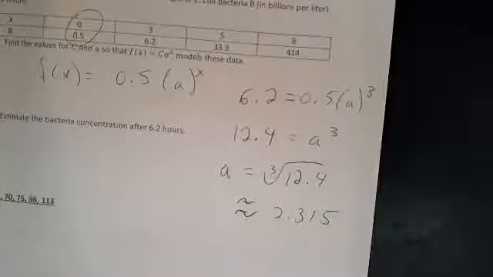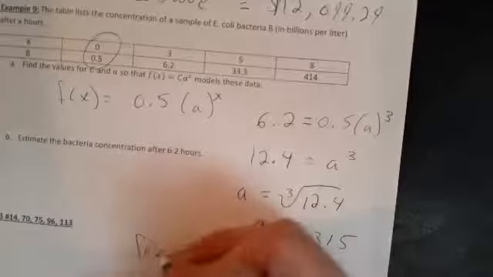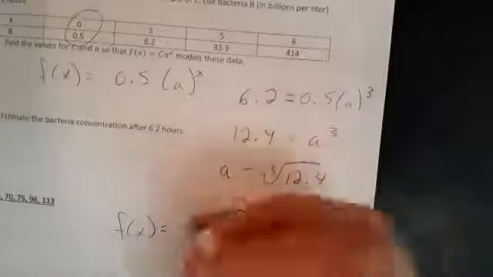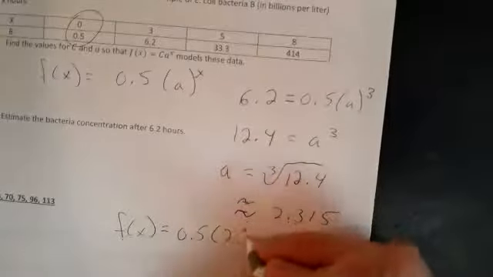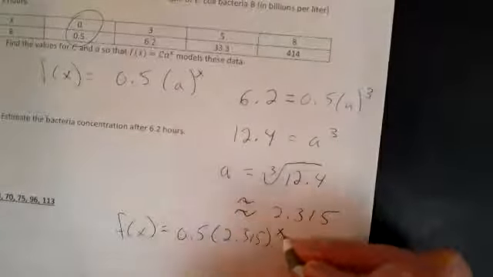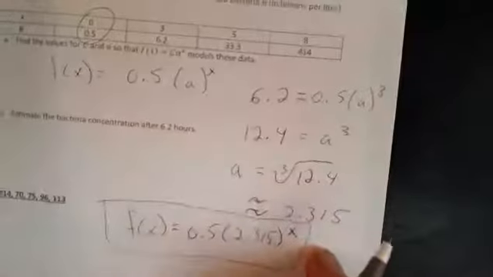And so I think we have everything we need to fill in this number. So my function looks like f of x. My c looks like it is 0.5. And my a looks like 2.315, and I'm raising this to the x. And so this is my function for part A.